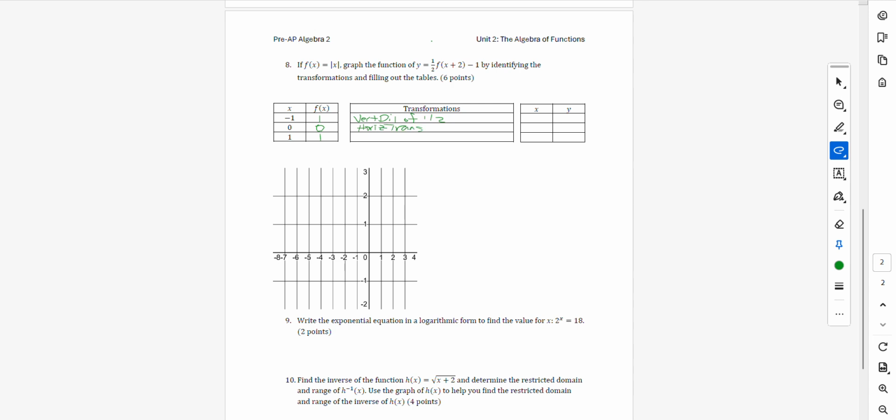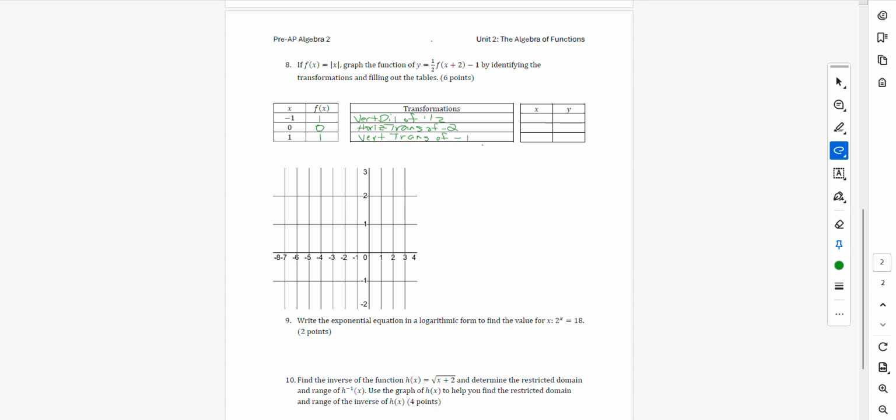Horizontal translation of -2. That's been happening today a little bit. Even if you had put left 2, I was giving you points. And then vertical translation of -1. Even if you put down 1, I was giving you points.